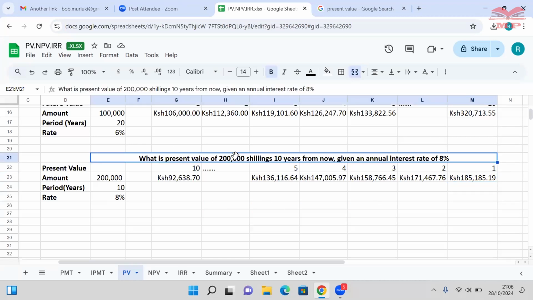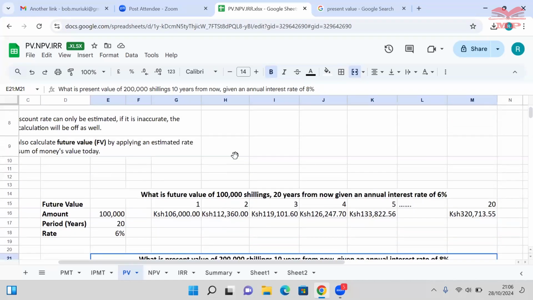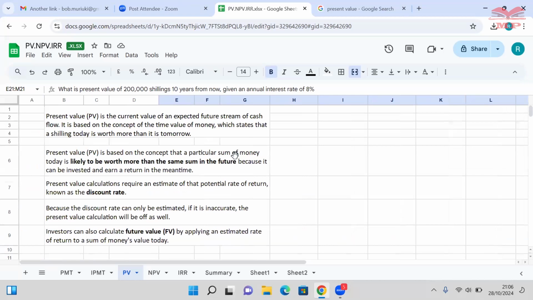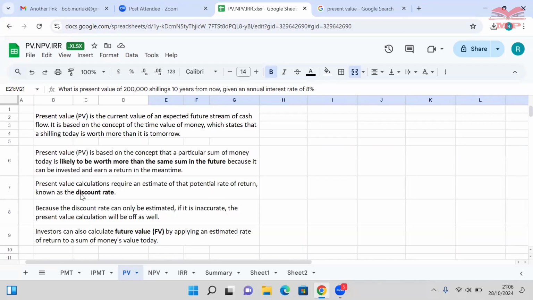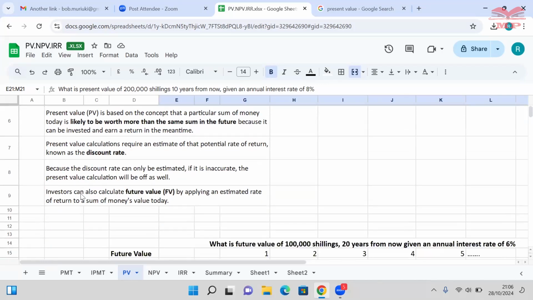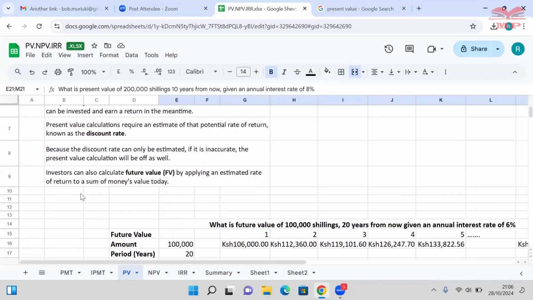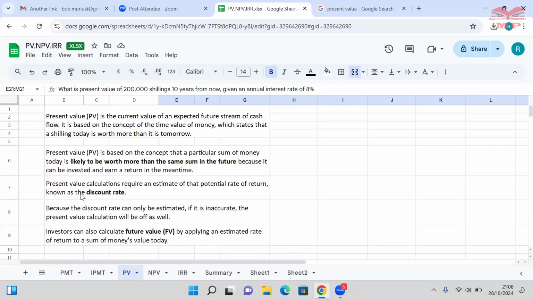Right. So that is present value and future value. I will send you this worksheet as well so that you can read through the notes. Okay. And I think what I will do is also this worksheet, I did it in Excel.